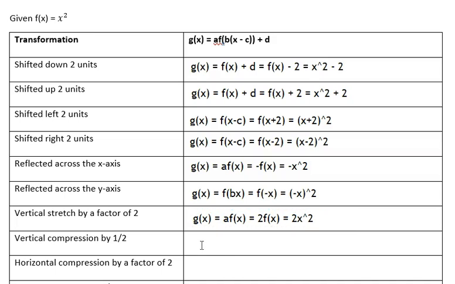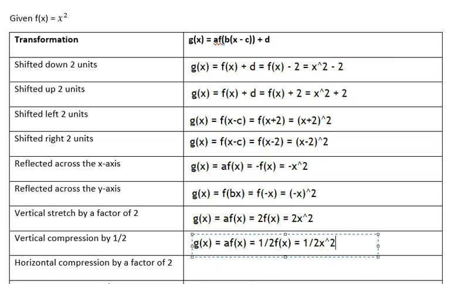For a compression, we go the other way. Instead of multiplying by 2, if it's compressed by a half, we'd multiply by a half, or we're basically dividing by 2. So it's a vertical scaling, a times f of x, and now it's a half times f of x. So we get a half times x squared. So vertical scalings are something being multiplied by the output of the function.